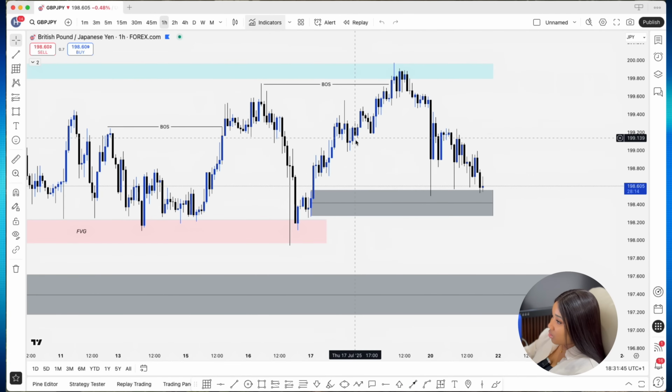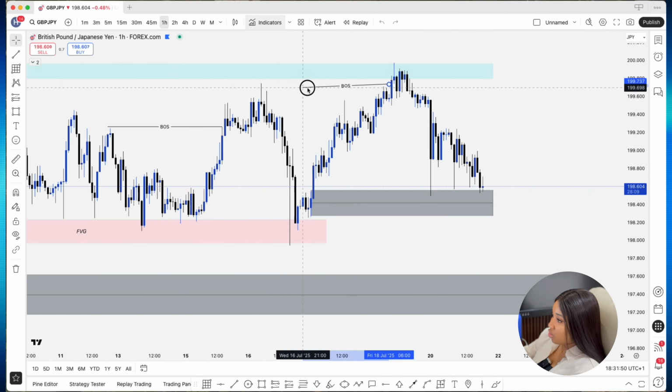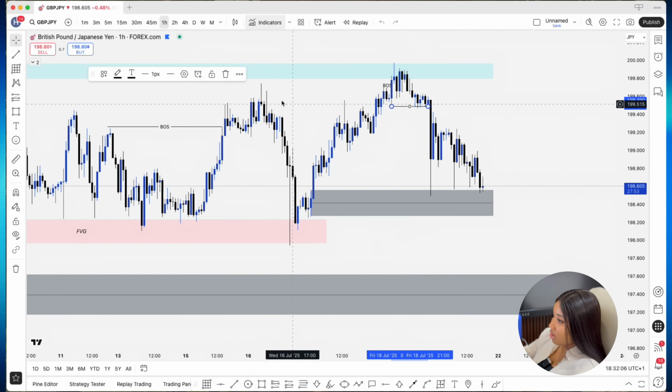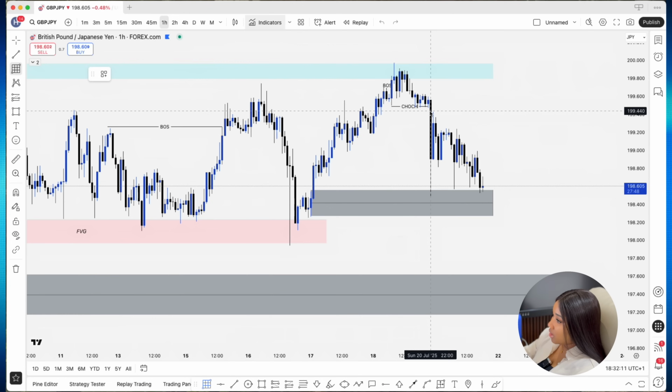Now, after this break of structure, this break of structure is kind of summarized. So now I'm going to move to the last internal break of structure that happened before price tapped into this resistance level again. After this last internal break of structure, you can see a change of character occurred here. This change of character has the origin that caused it to be here. From the 1-hour time frame, I think that is very obvious.